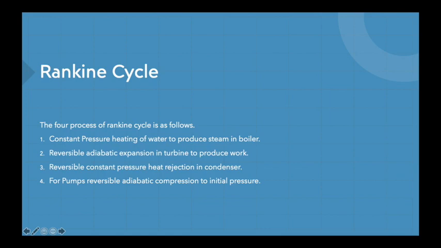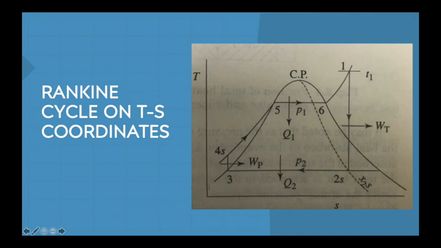After that, at constant pressure, the heat is rejected by the steam in the condenser to convert it back into the initial phase of water. Then the pump will adiabatically compress the water back to the initial pressure. In this way, all the four processes are carried out.